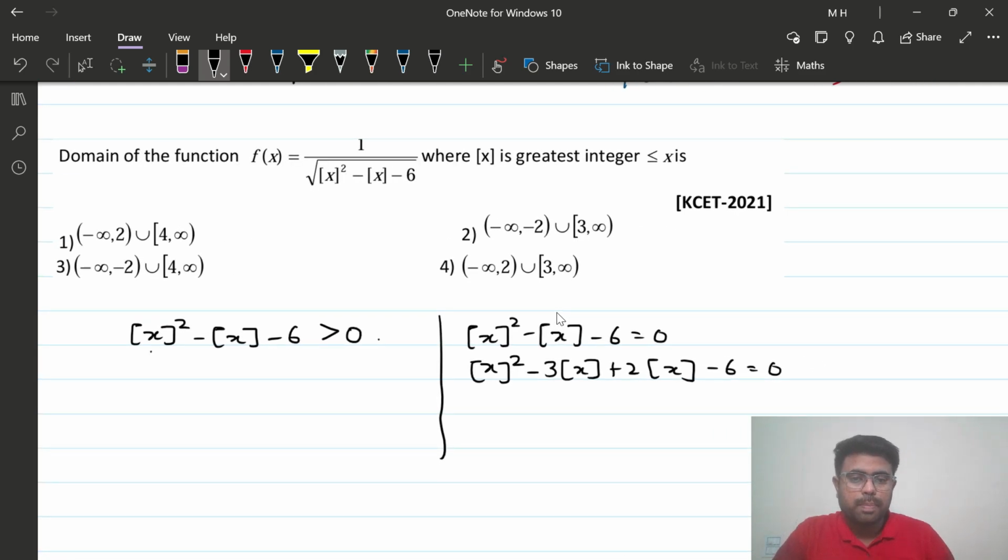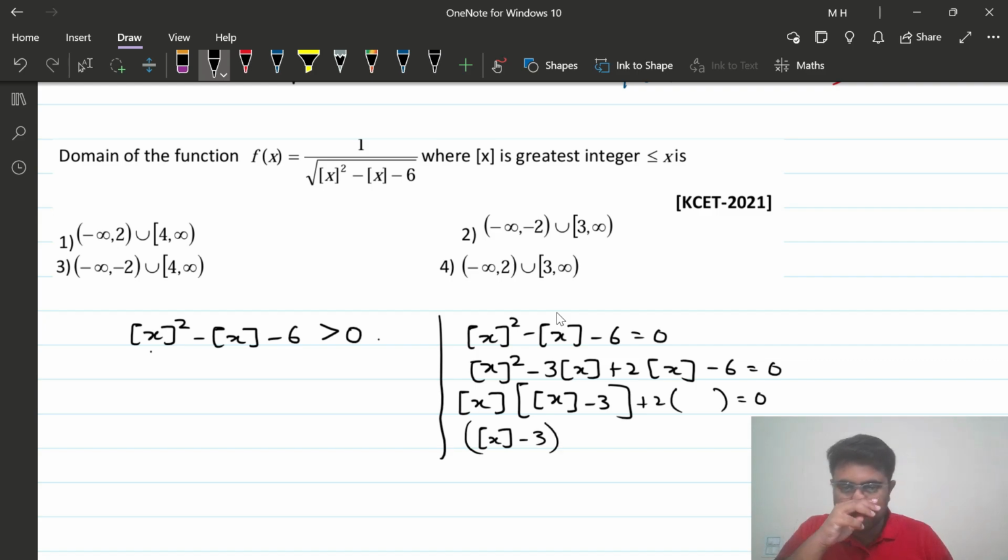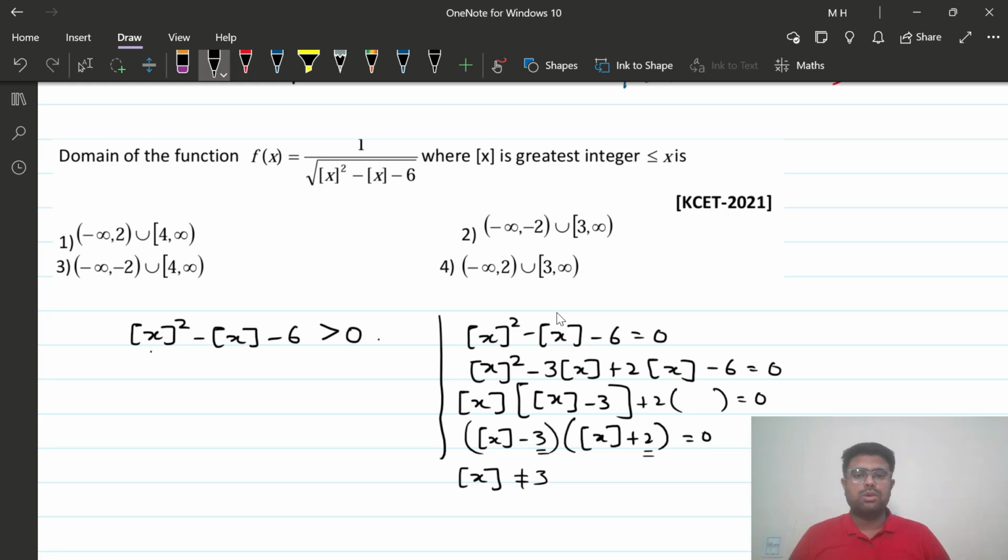So this is going to be what? If I take out box x, it is going to be box x minus 3 plus 2 times box x minus 3 again equal to 0. So therefore it is going to be box x minus 3 as the first factor, and then box x plus 2 as the second factor, which is equal to 0. So therefore this becomes 0 at 3 and at minus 2. So box x cannot be equal to 3, because it should not be equal to that; we will decide later. Okay, that we will decide later.